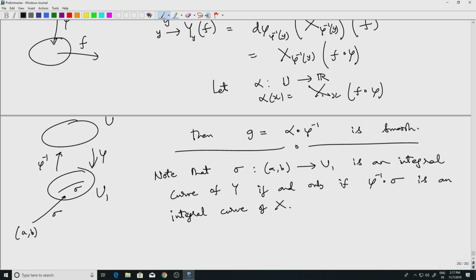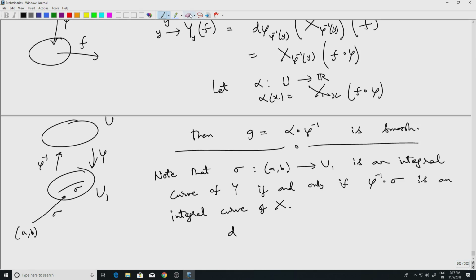This again follows just from the definition of y. So let's see one way. Suppose I start with an integral curve of y. Let's see why this is an integral curve of x. So all I have to do is differentiate.